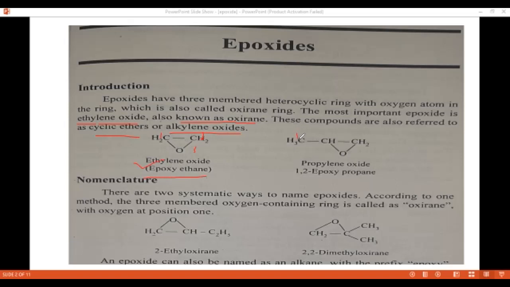This is 1, 2, and 3. 1,2 epoxy propane. There are three carbons in one chain.